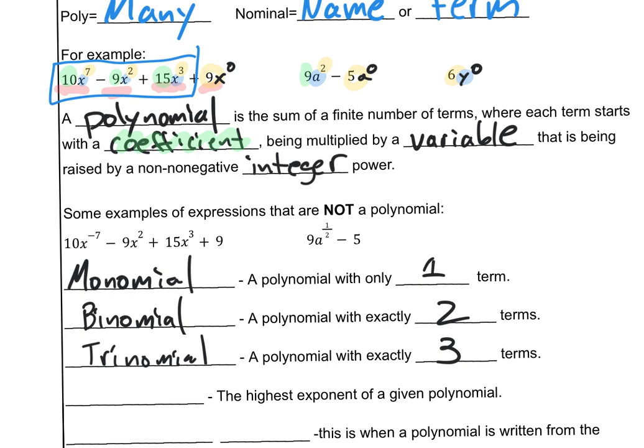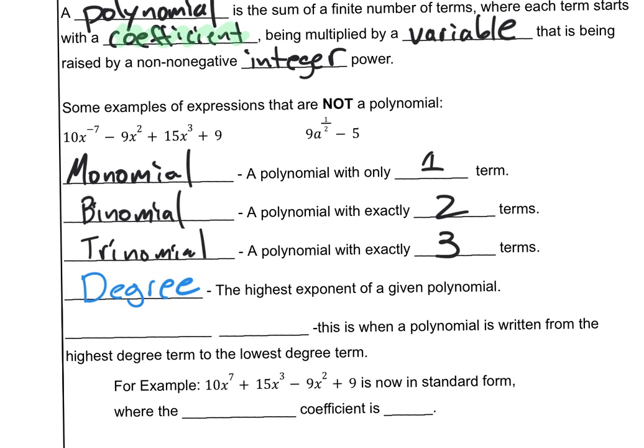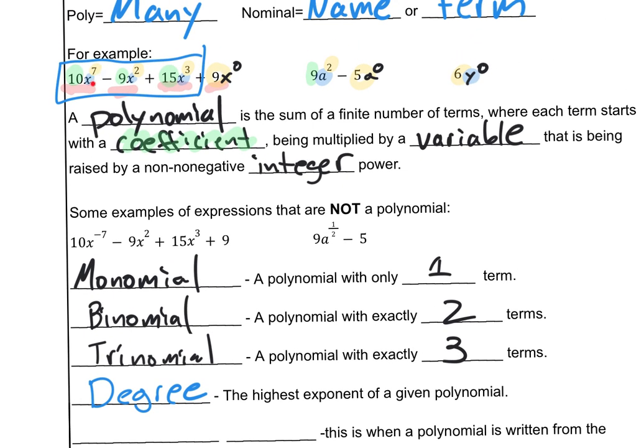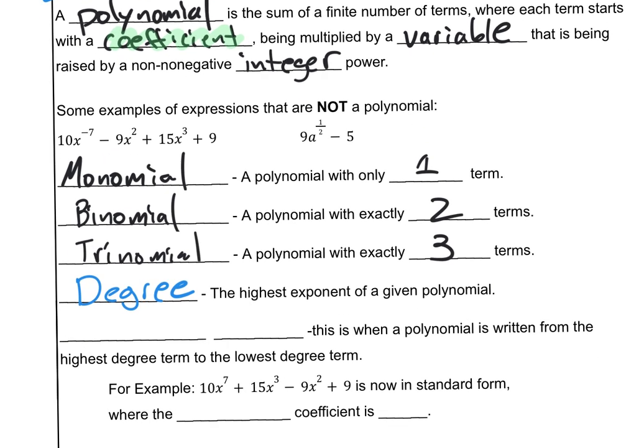Okay, another word you're going to see is the word degree. Let's talk about this. This is the highest exponent of a given polynomial. So, for example, up here, we don't have it exactly in order, but the highest exponent here is 7, so we would call this a 7th degree polynomial. The highest one here is 2, so we'd call this a 2nd degree binomial. And this one, the highest degree is 0, it's really a constant, but we could also call it a 0 degree monomial. So that's what a degree is. It's the highest exponent in a polynomial.